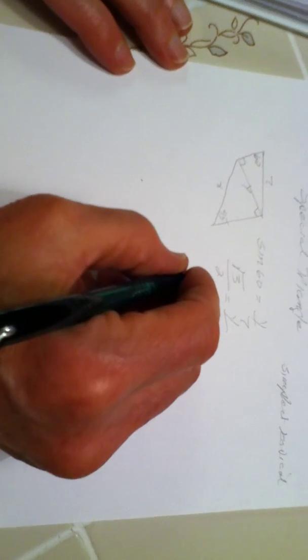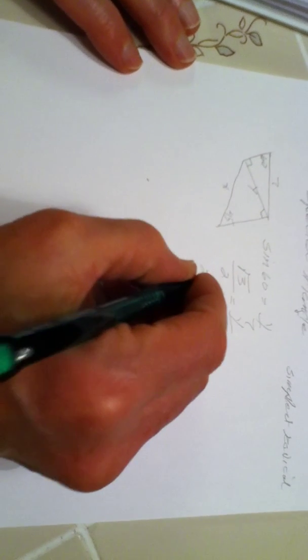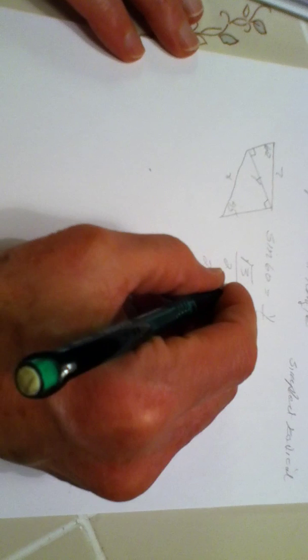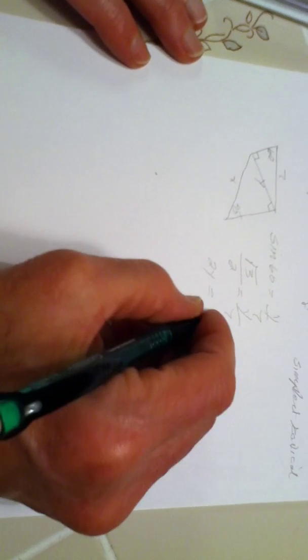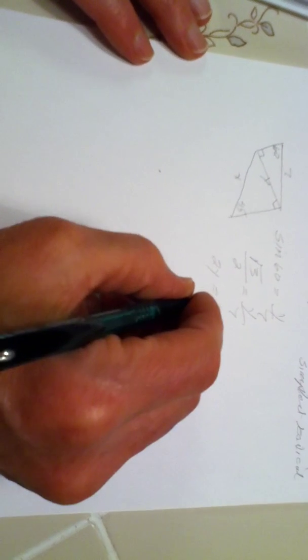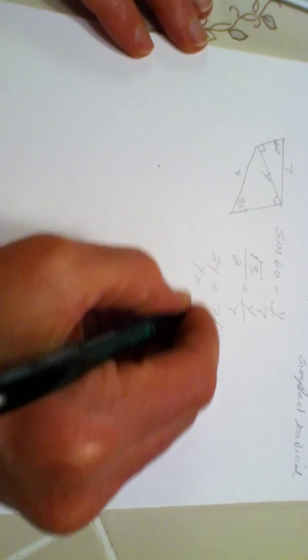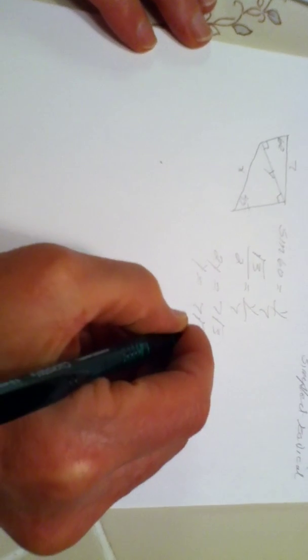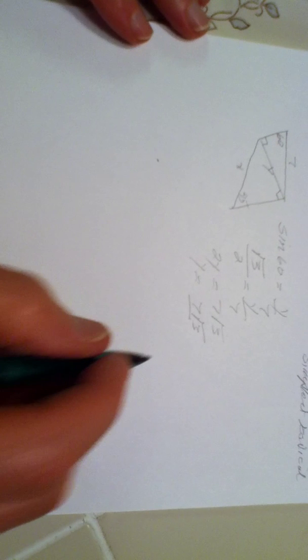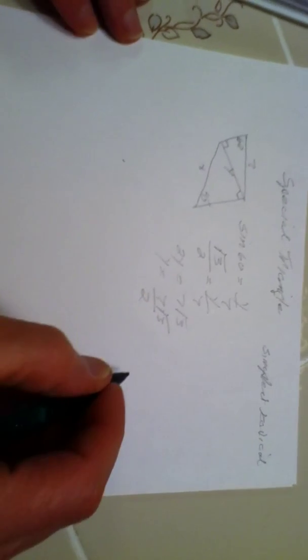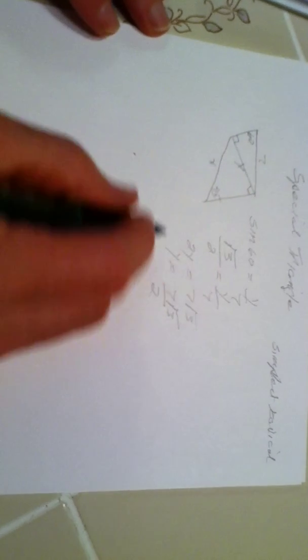Cross multiply, and what do I get? I'm going to get 2y equals 7 square root of 3, and therefore y is going to equal 7 square root of 3 over 2.